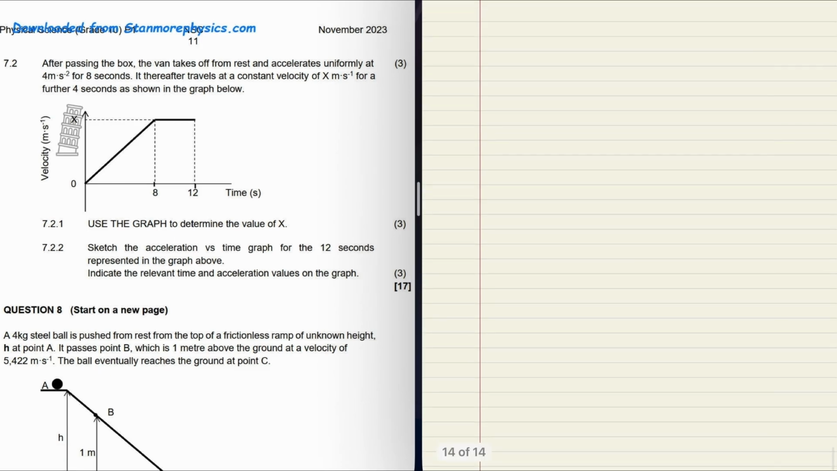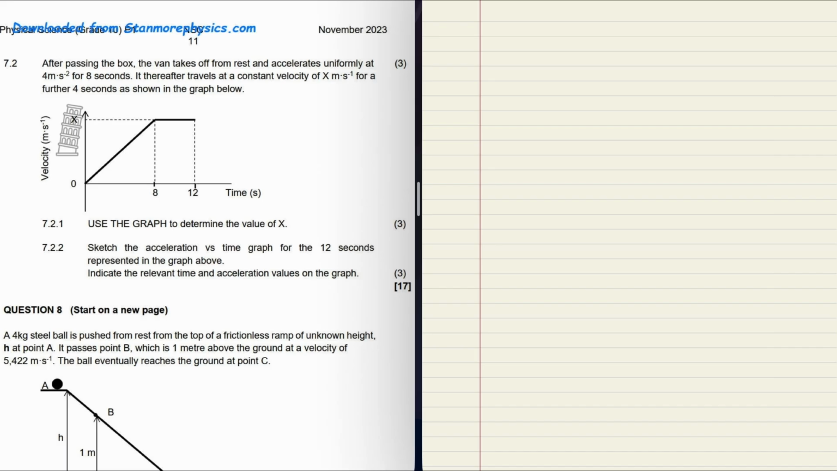Question 7.2, after passing the box, the van takes off from rest and accelerates uniformly at 4 meters per second squared for 8 seconds. It thereafter travels at a constant velocity of x meters per second for a further 4 seconds as shown in the graph below. Use the graph to determine the value of x.